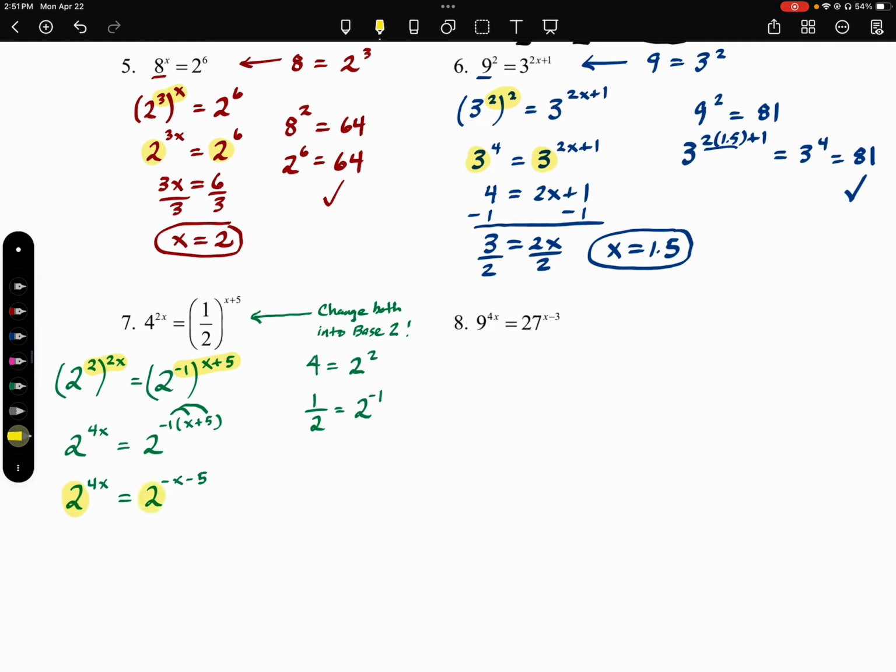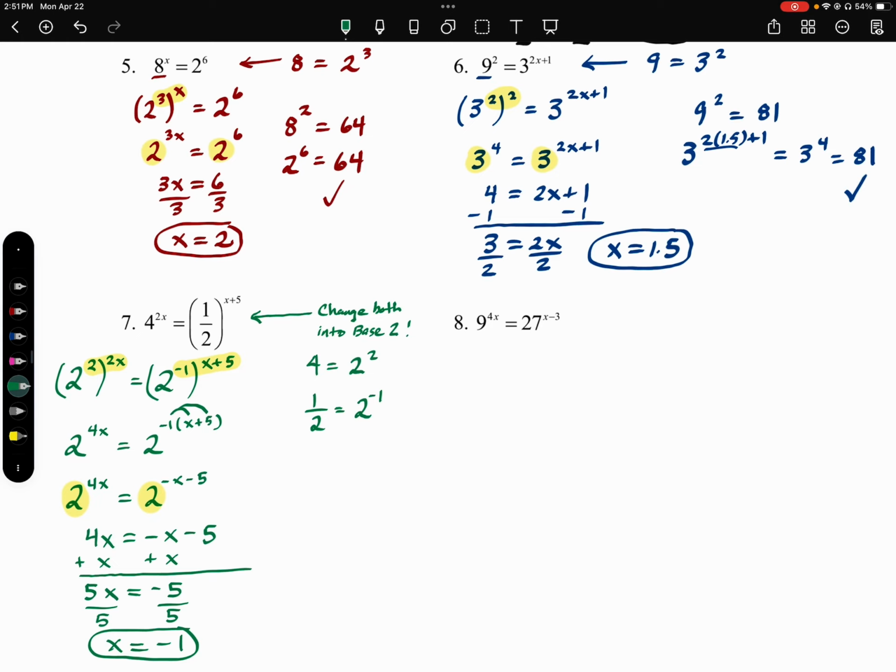Now we're at the point where we have the common base, so let's just pull those exponents out and say 4x needs to equal negative x minus 5. We'll add an x to each side. So 5x should equal negative 5. So then we know that 1x should equal negative 1.